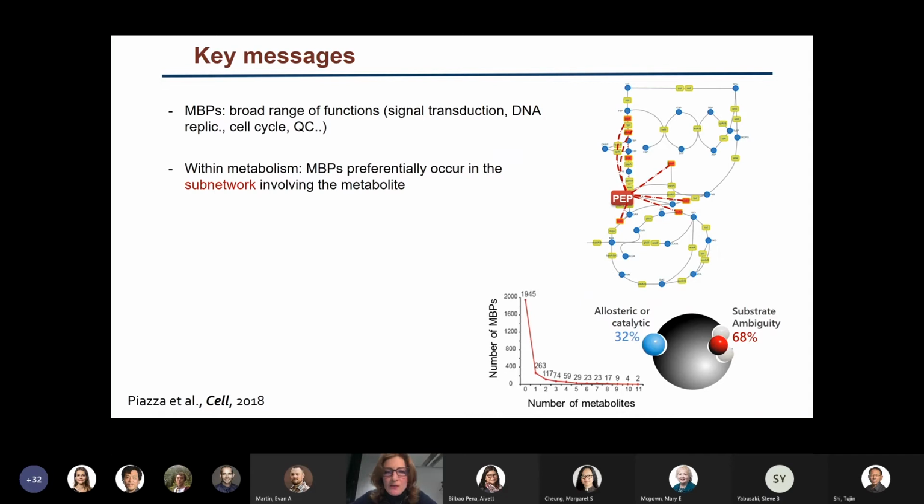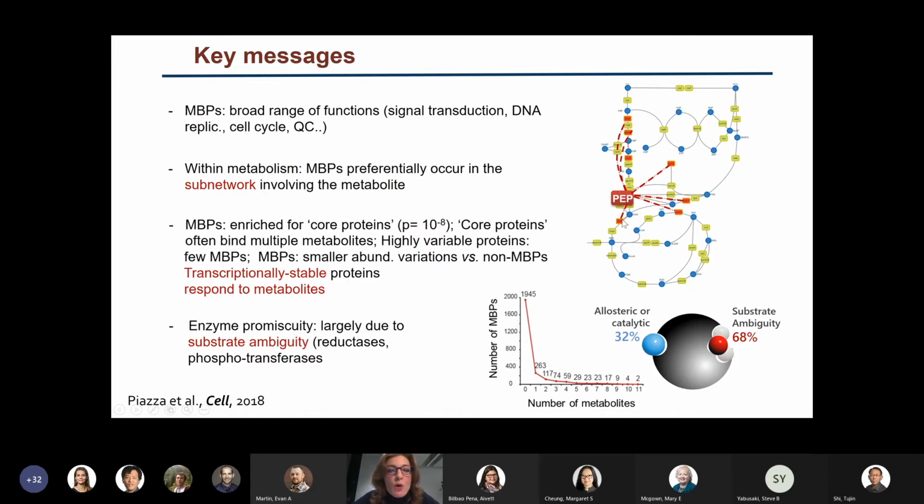So what did we learn out of this study? We learned that metabolite binding proteins cover a broad range of functions. They are not only restricted to metabolism. However, within metabolism, metabolite binding proteins preferentially occur in the subnetwork involving the production step of the metabolite. For example, this is phosphoenol pyruvate. This is where PEP is produced, and we detected interactions mostly upstream and downstream of the PEP biosynthesis step.